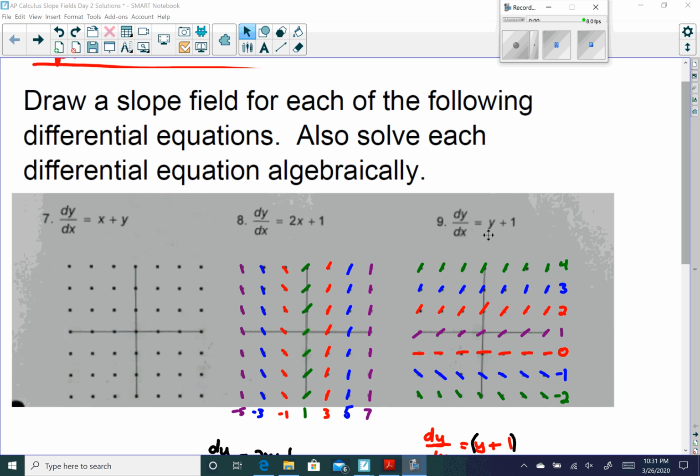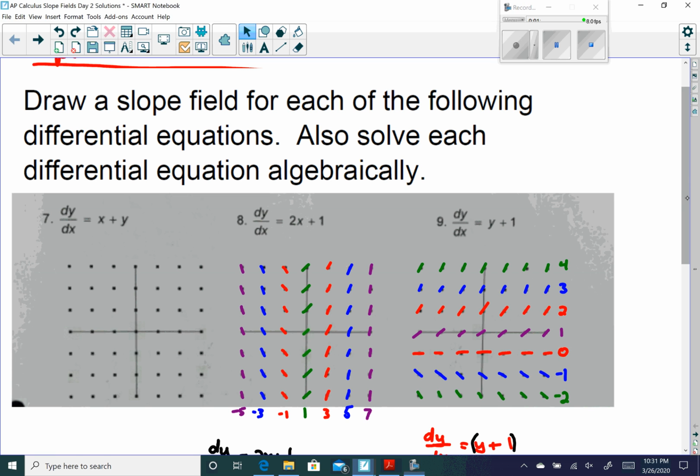For number 9, now it's dy over dx is equal to y plus 1. So I'm going across the rows here. Horizontally, all the slopes are going to be the same. So for instance, when y is 3, dy over dx is going to be 4. Jumping down here, when y is -1, dy over dx would equal 0.